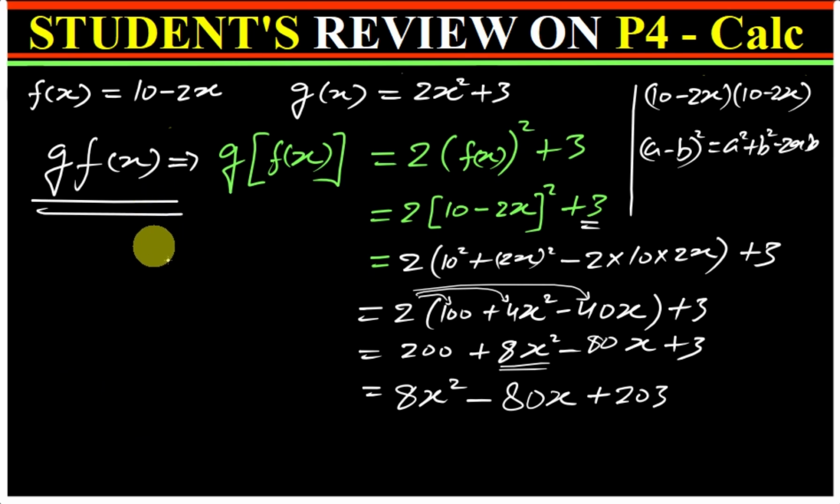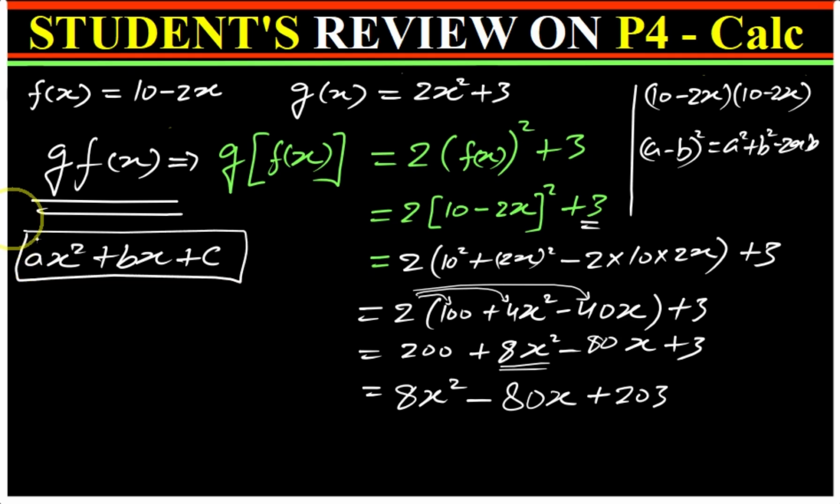In this question it was asked to write g of f of x in the standard form of a quadratic equation, like ax square plus bx plus c. So see, we have written this, and this is exactly like ax square plus bx plus c, where a is equal to 8, b is equal to minus 80, and c is equal to 203. It was not asked to write the values of a, b, c. It was just asked to write the final answer in this format.